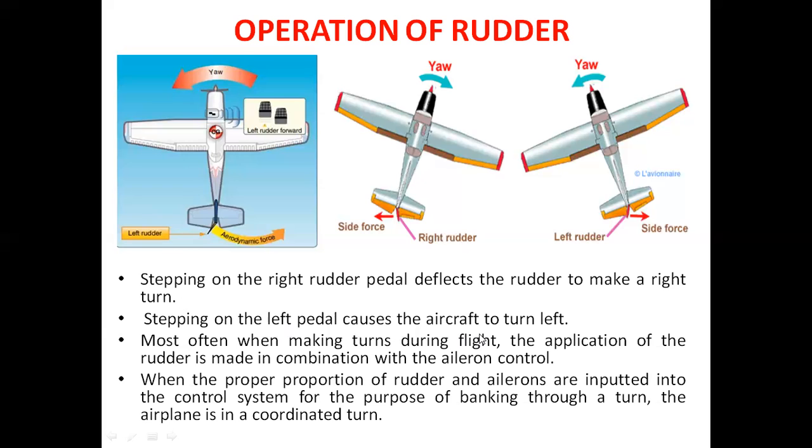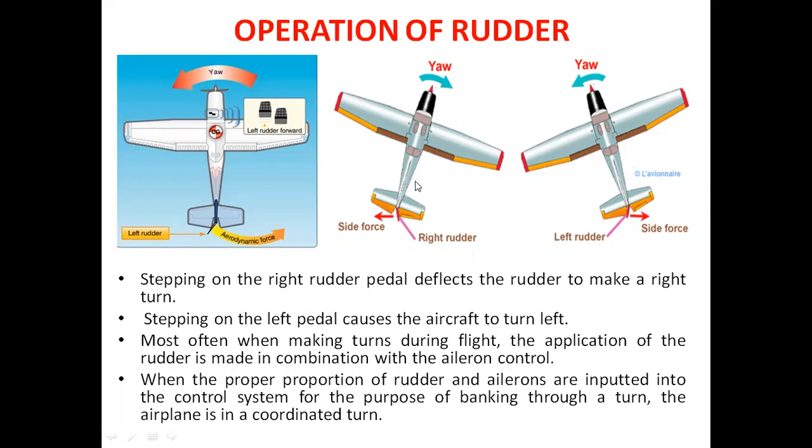If the aircraft is required to turn to the left, now what does the pilot have to do? The pilot will step on the left rudder pedal. That will cause the rudder to move towards the left, and finally the aircraft will turn to the left.